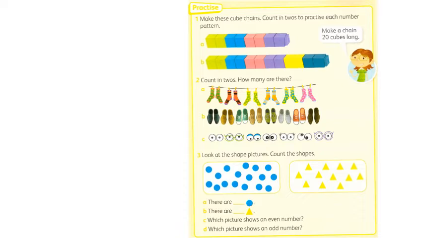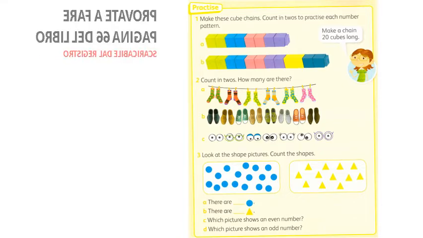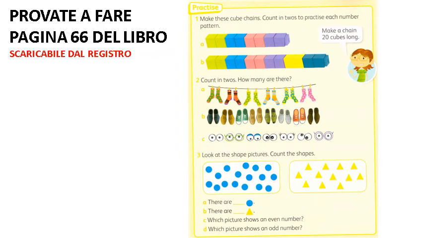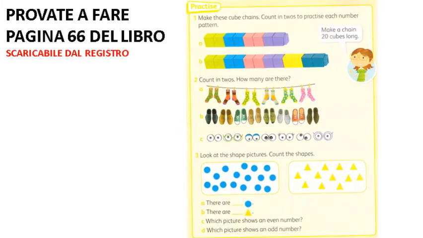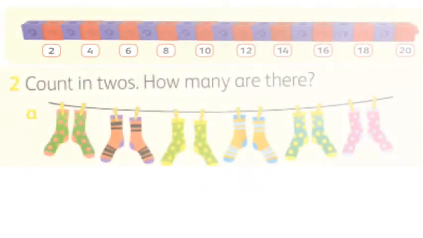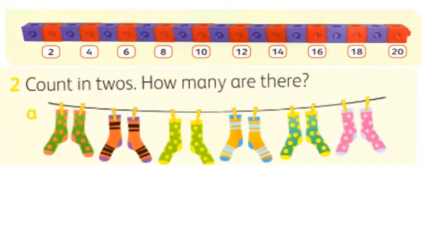Now you can try these in your exercise book. You'll find them on page 66 of your learner's book. When you've finished, you can watch the video to check. Are you ready to check now? Let's take a look at the first one.